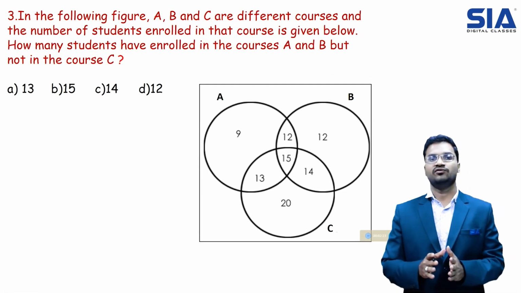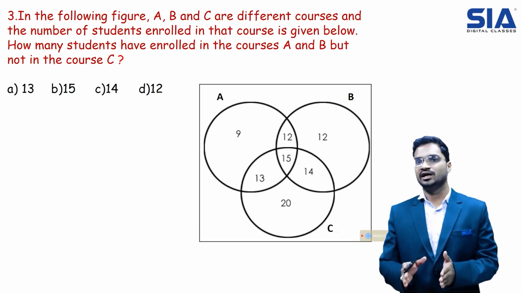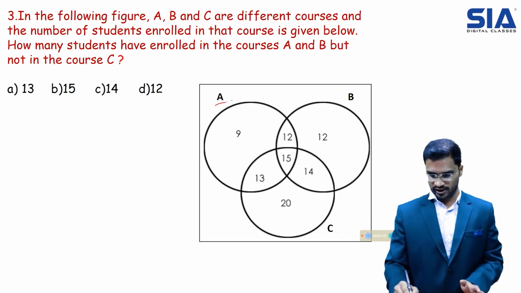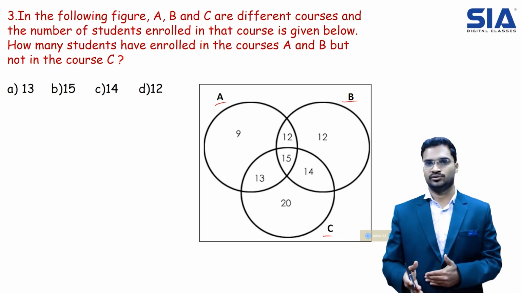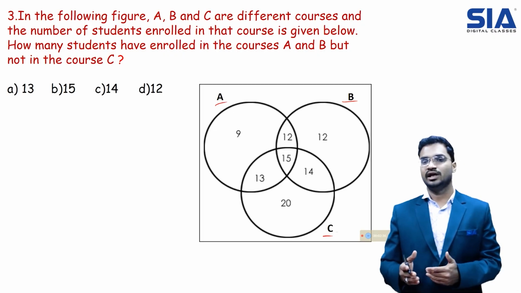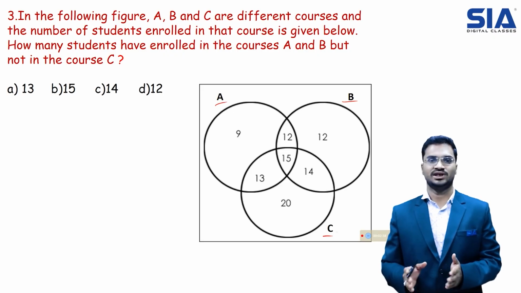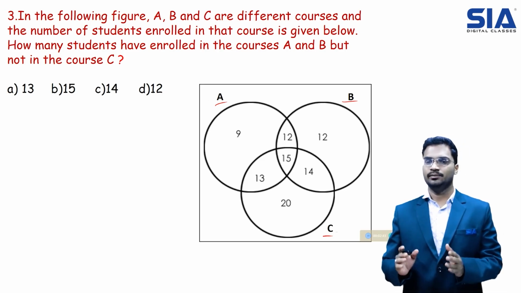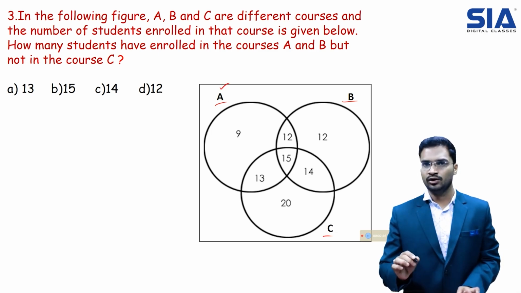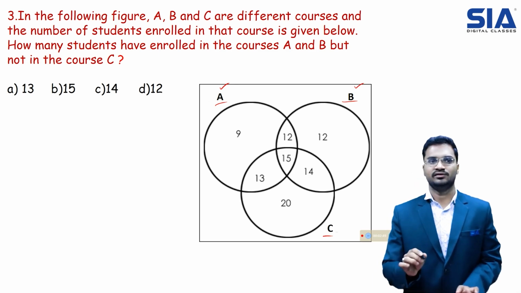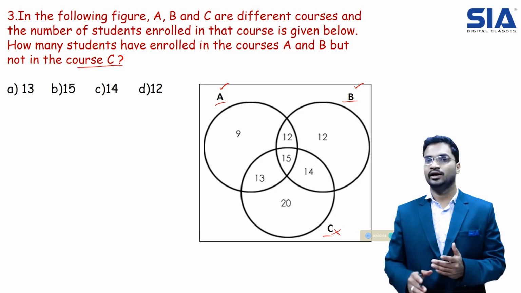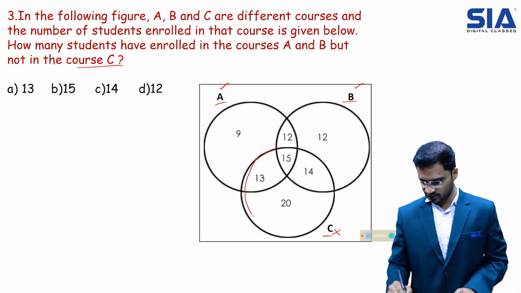The next question. In the following figure, A, B and C are different courses and the number of students enrolled in that course is given below. So A, B and C are three different types of courses, and here the enrollment of students has been given. Now what we have to find: how many students have enrolled in the course A and B. So the students who have enrolled in courses A and B, but they are not enrolled in course C. So we don't want the students who are enrolled in course C. So whatever values are in this circle, they are not to be considered.